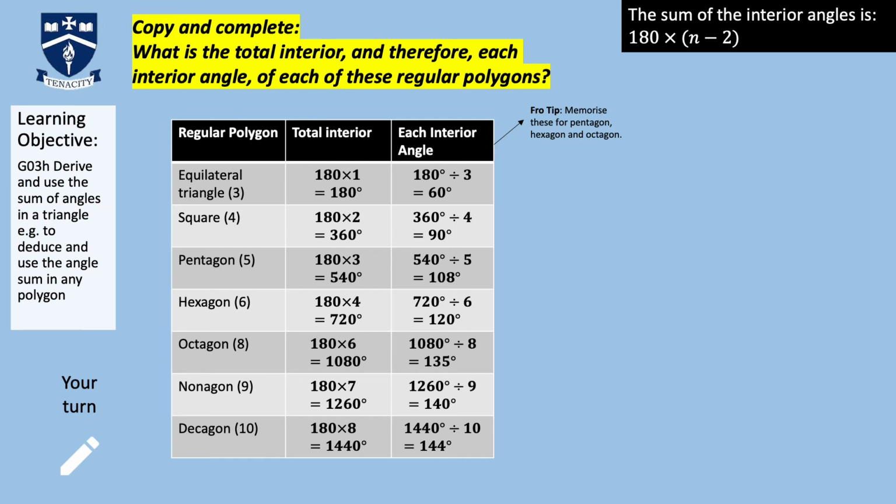It says a little tip on the start as well. Memorize these for the pentagon, hexagon and octagon, which is good for a 5-sided, 6-sided and 8-sided shape. You know what the interior angle is. It will help you a lot in the harder GCSE style questions.